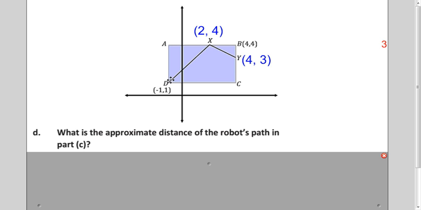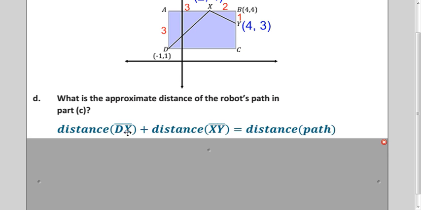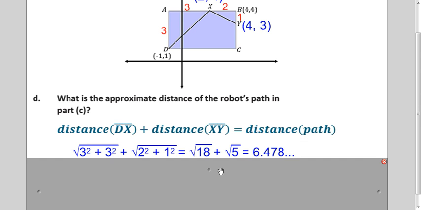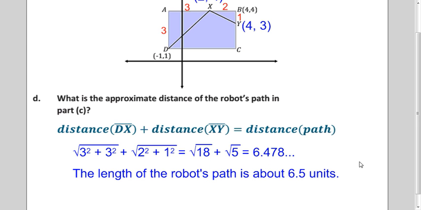So about how long is the entire distance of this robot's path? So you can use the distance formula. This worked out nicely if you did the Pythagorean theorem by just looking at the lengths of the triangle sides. But we have two different hypotenuses that we're going to add together. So there's two big steps here. We're adding these two distances together to figure out the total distance of the path. And we get about 6.5 units.